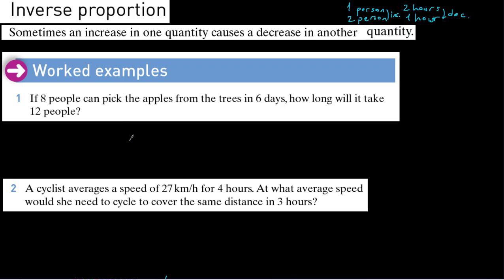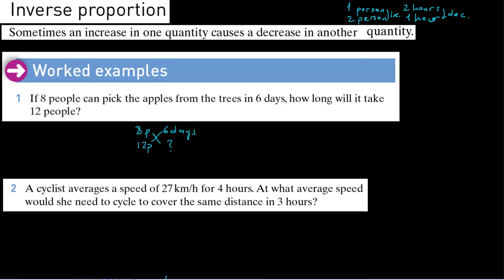So in inverse proportion, let's say here, 8 people can pick apples from the tree in 6 days. How long will it take for 12 people? If you remember, 8 people in 6 days, 12 people, how many days should it be? In direct proportion, if you remember, we were multiplying like this: 8 times x should be 12 times 6.